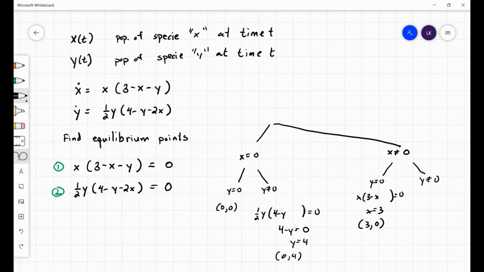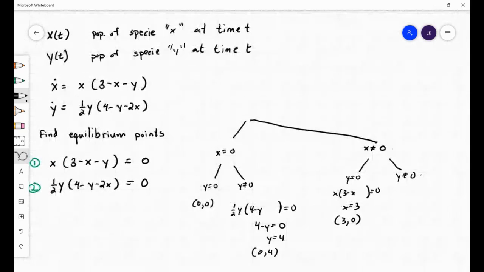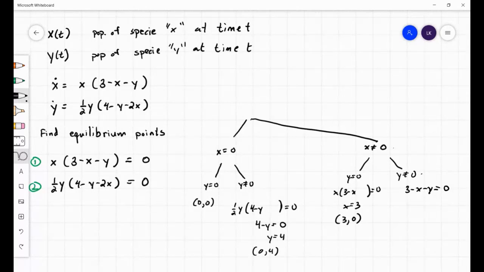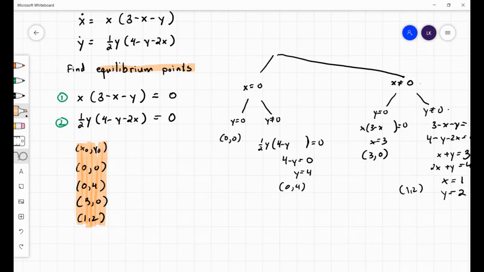Now if both x and y are non-zero, then we actually have to look at both equations, and we see that this must be 0 and this must be 0 at the same time. So you have a system of two equations to solve. x would be 1 and y would be 2. So the 4 equilibrium points are (0, 0), (0, 4), (3, 0), and (1, 2).